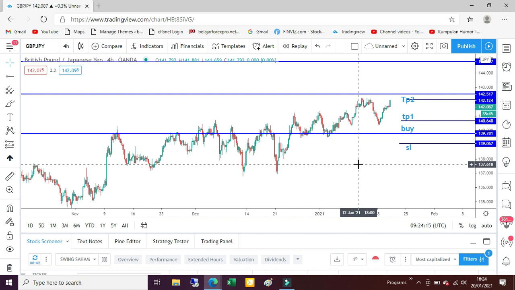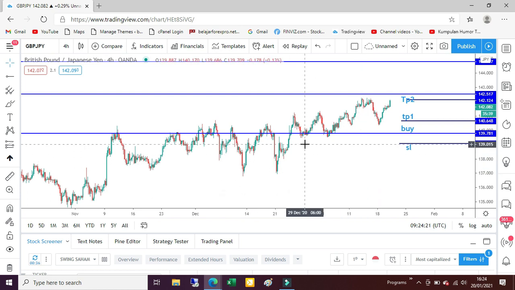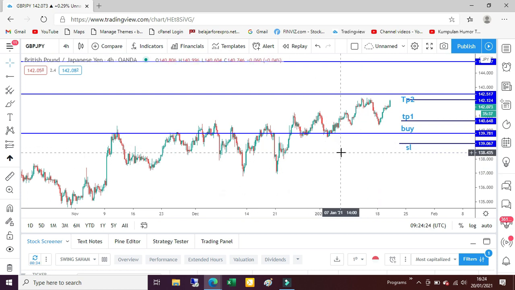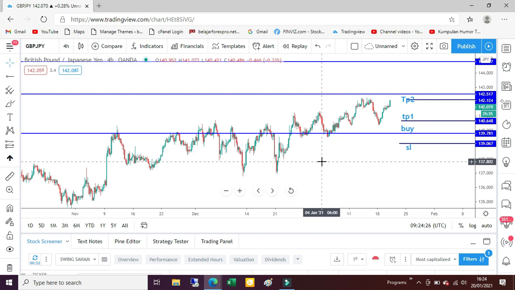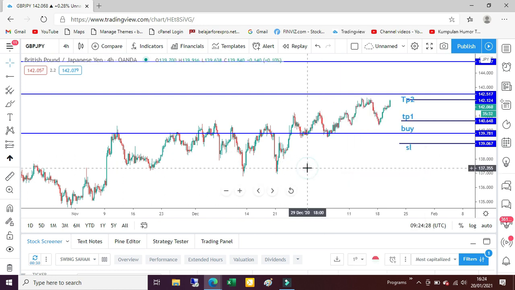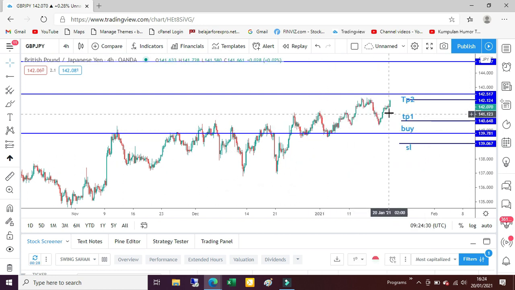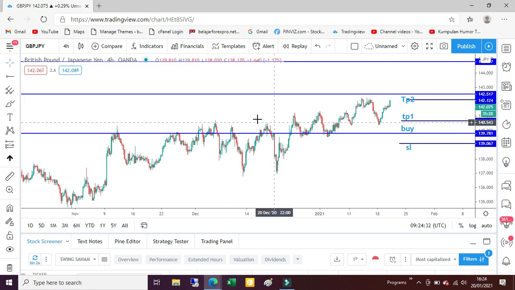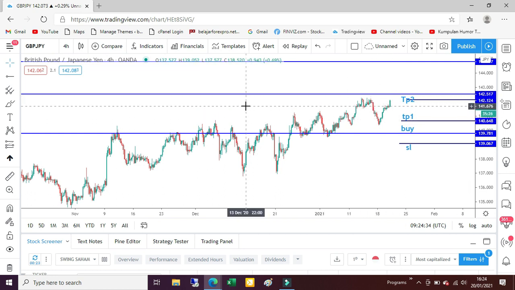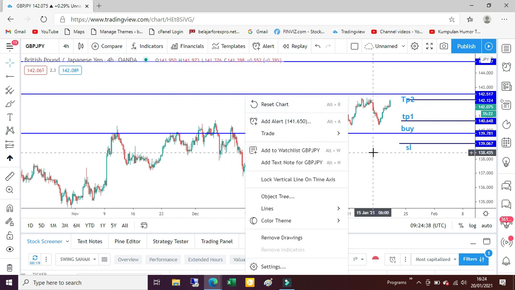And the second scenario, teman, kita lihat ya, trading kedua ini yang pertama. Nah, bagaimana kalau harganya itu tidak balik? Oke, kita tunggu.